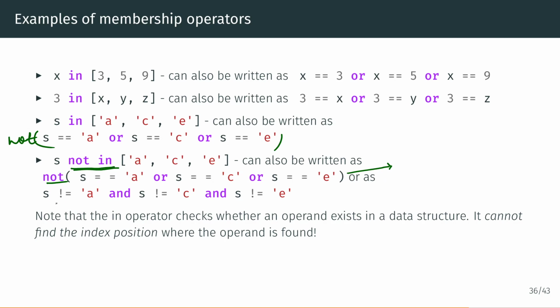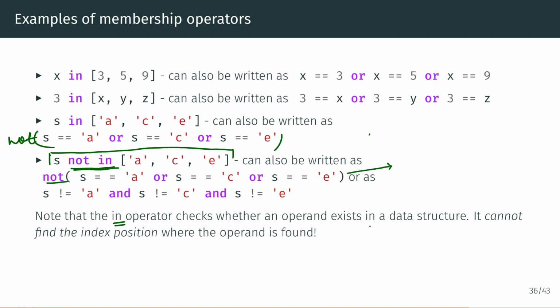The other way of writing it is, if s not equal to a and s not equal to c and s not equal to e. And this expression evaluates to false if s is any one of these. So if s is a, or s is c, or s is e, this expression right here will evaluate to false.